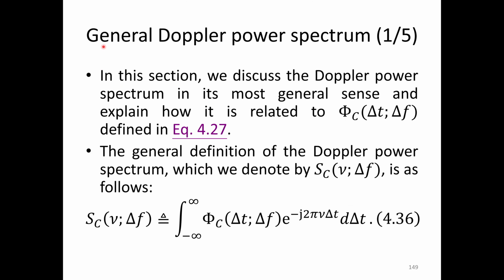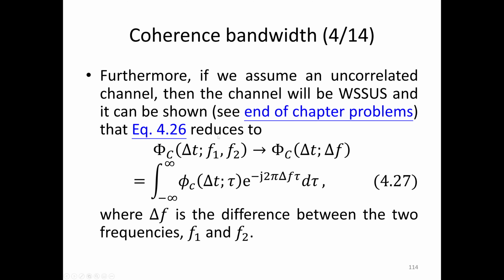Next, let us go to a new section, general Doppler power spectrum. In this section, we discuss the Doppler power spectrum in its most general sense and explain how it is related to capital phi c of delta t, delta f, defined in equation 4.27. Do you remember what this function is? Capital phi c of delta t, delta f. Let us go to equation 4.27.